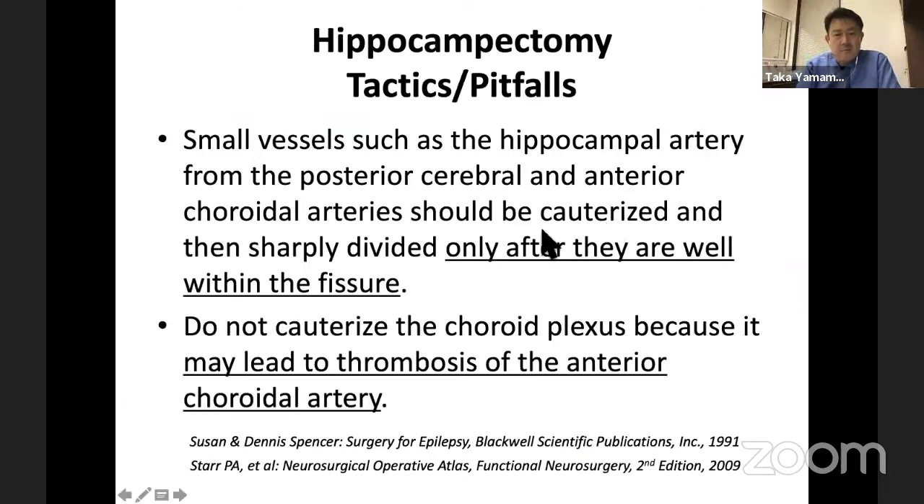The small vessels such as the hippocampal artery from the posterior cerebral and the anterior choroidal arteries should be cauterized and then sharply divided only after they are well within the hippocampal fissure, right? And do not cauterize the choroid plexus because it may lead to thrombosis of the anterior choroidal artery. So we do not retract and cauterize the choroid plexus in temporal lobe surgery.